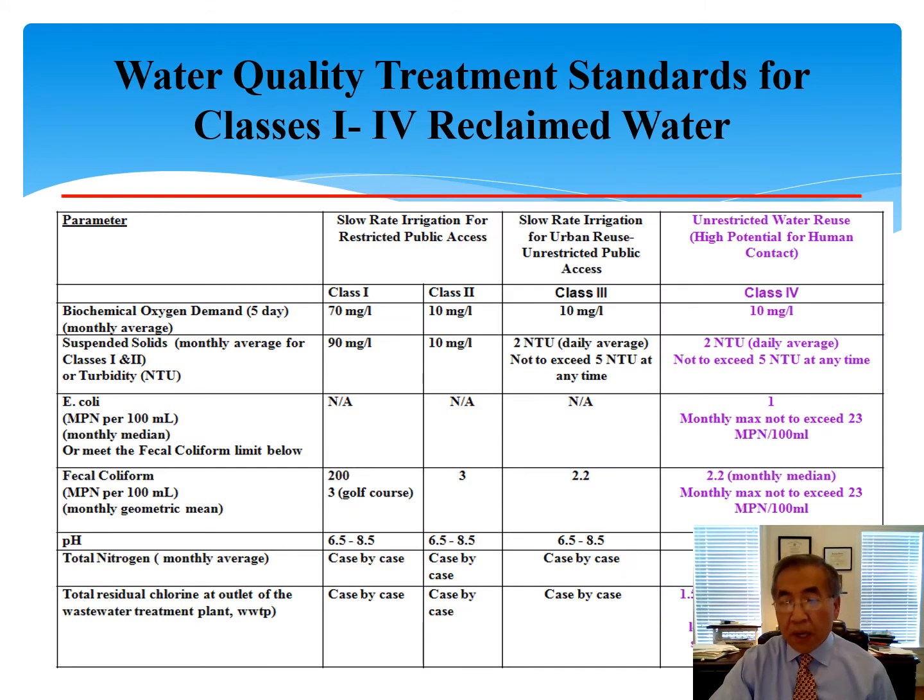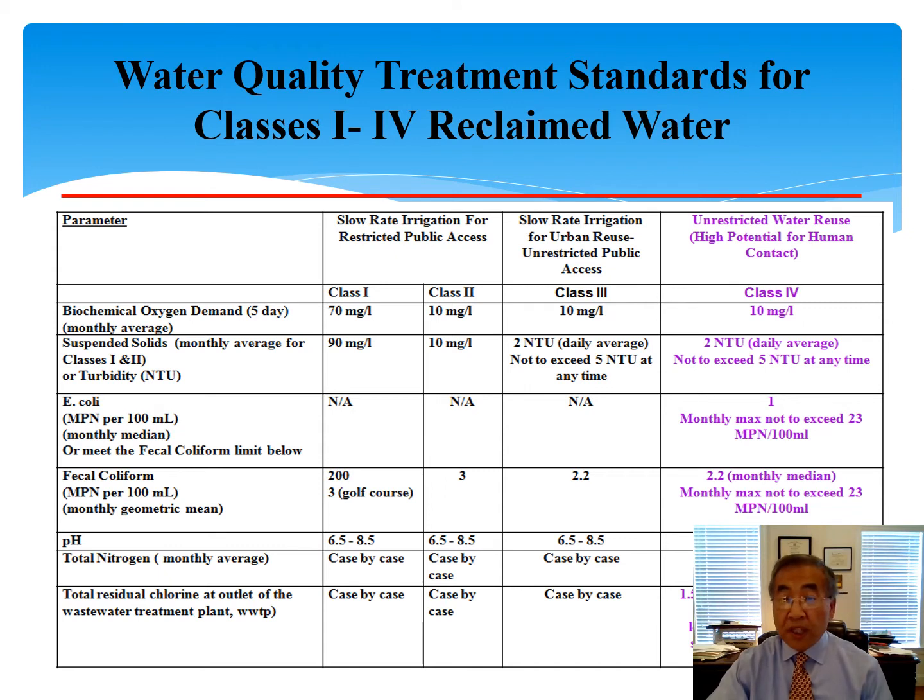Now this is a comparison. As I told you before, we have 4 classes of reclaimed water. Class 1 typically uses a lagoon as treatment. Class 2 typically uses activated sludge or other advanced treatment. Class 3 and Class 4 are more advanced; it could be membrane treatment. You can compare the BOD. Certainly, Class 1 is the lowest quality, and Class 4 is the highest quality.